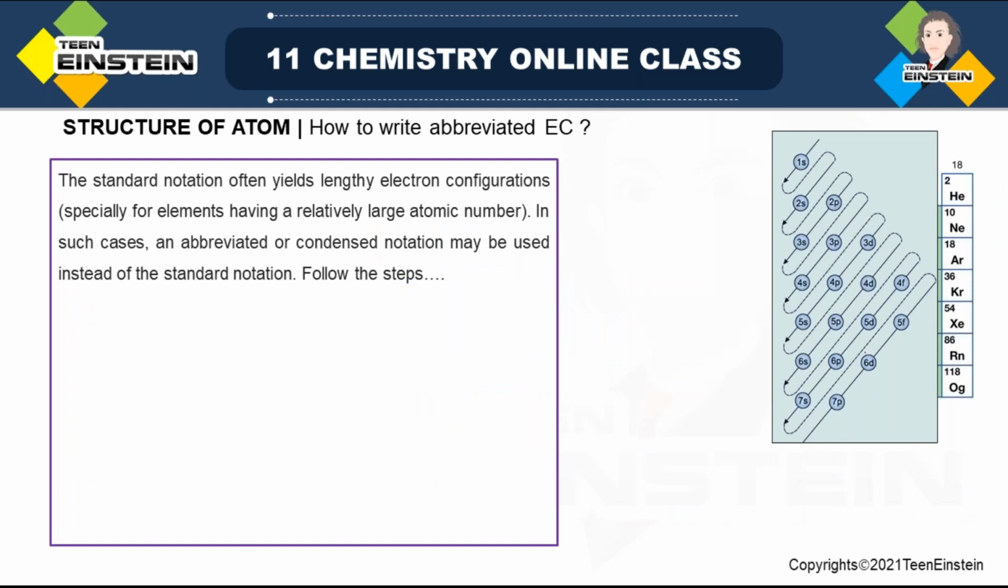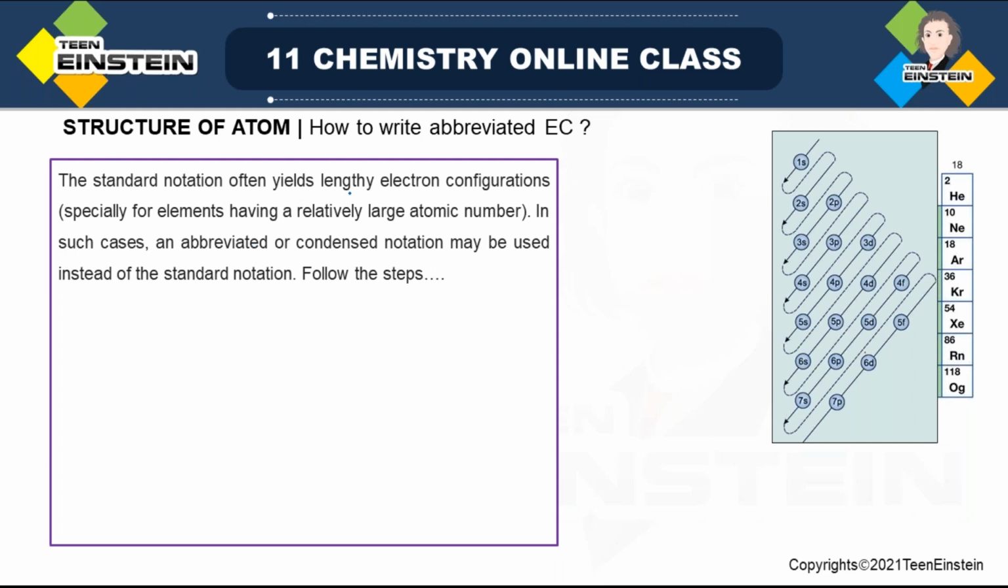How to write abbreviated electronic configuration? We have seen we can represent it in the orbital diagram method, but I'm not talking about that. Abbreviated EC means we will write the previous noble gas within square brackets, and then the valence electrons will be placed. That is, the rest of the electrons after the previous noble gas will be placed. It is not the full electronic configuration.